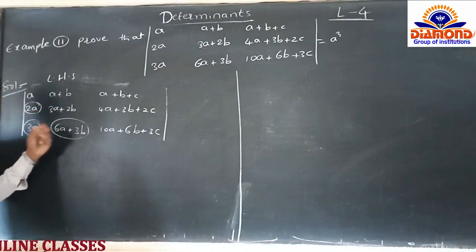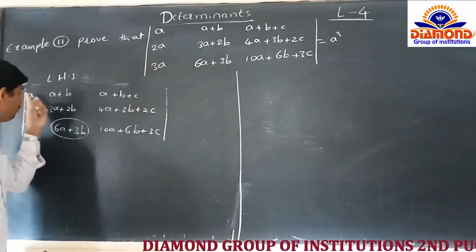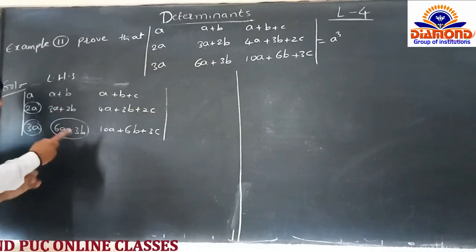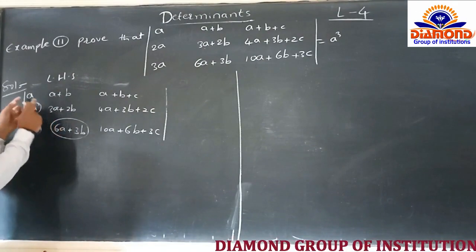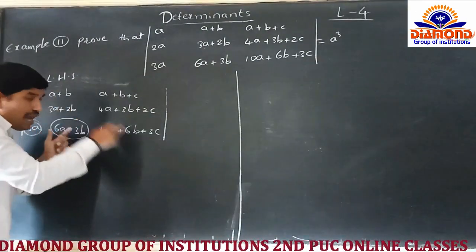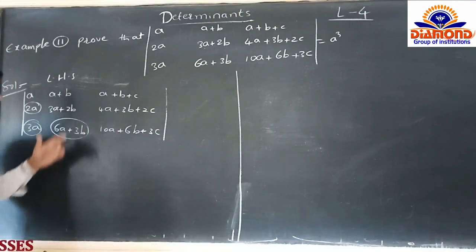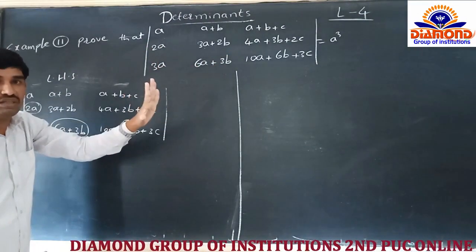First we have to make these 3 places 0. After that, we have to multiply these 3 elements. When? After applying the operations, if these 3 places are 0, then you multiply all the elements in the diagonal. Whatever the result is, that is definitely the RHS. Yes, now we can start.